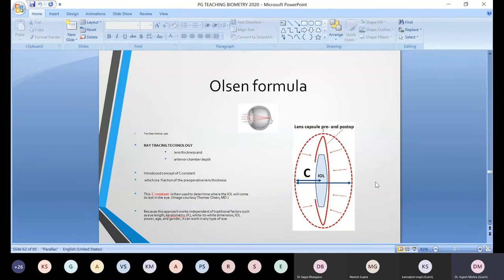So if you measure the lens thickness properly, and you assume that the lens is going to sit at the middle of the remaining capsular bag, then your C constant will be 50%. So what they were trying to do was find where the lens is going to sit inside the eye, and that is ELP.